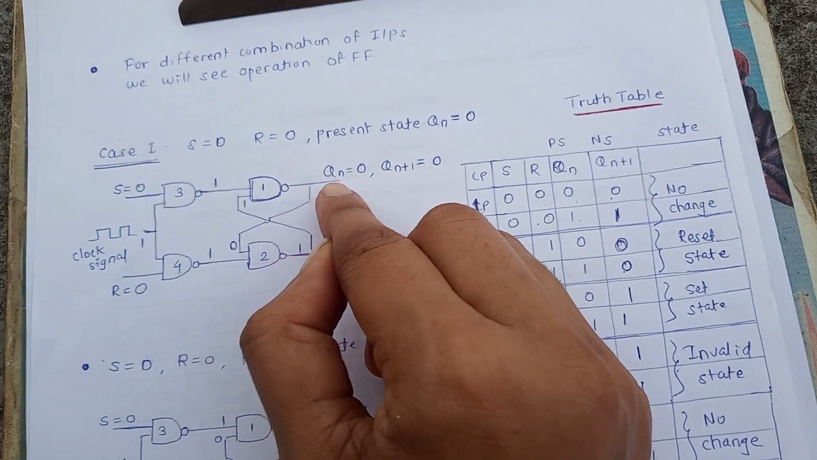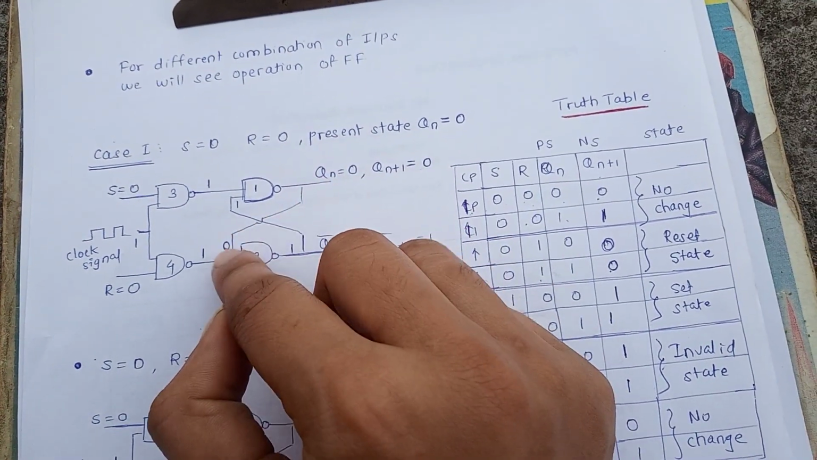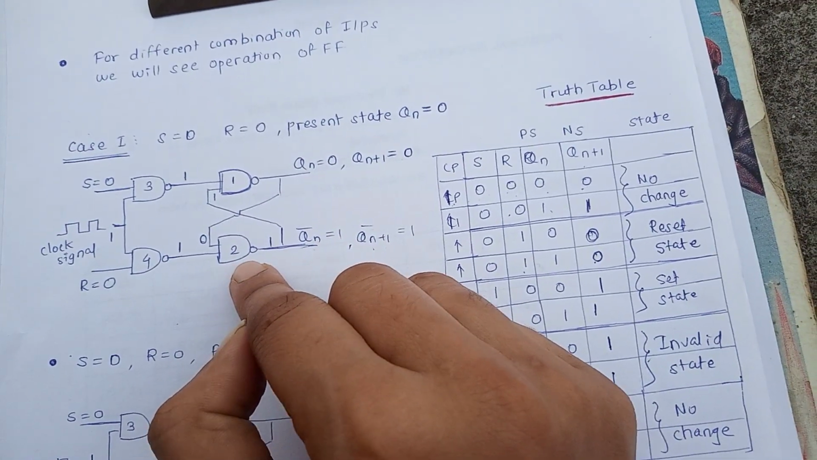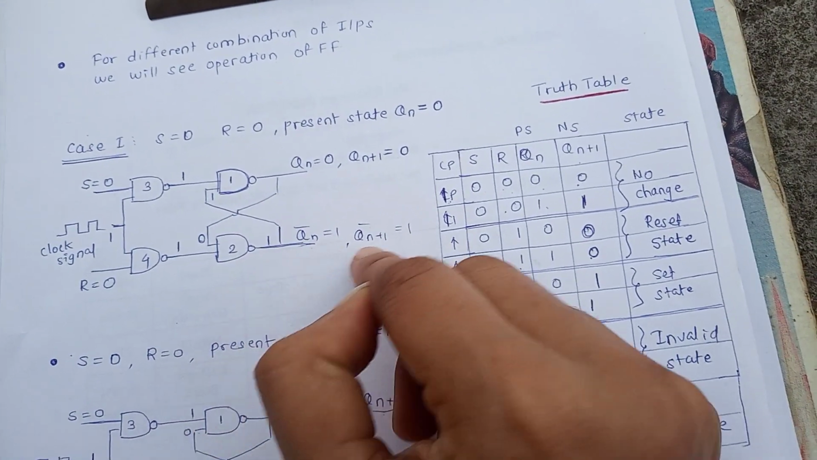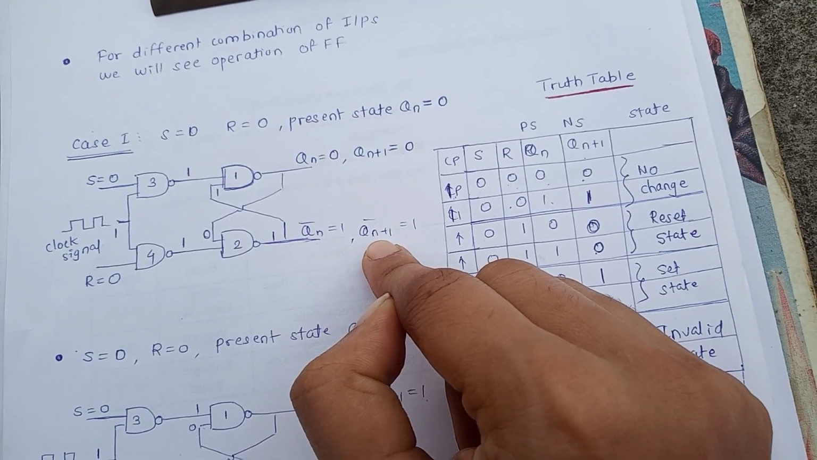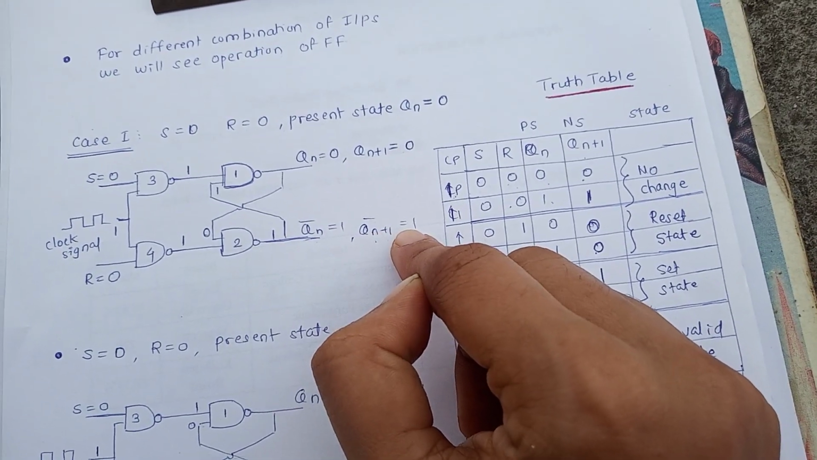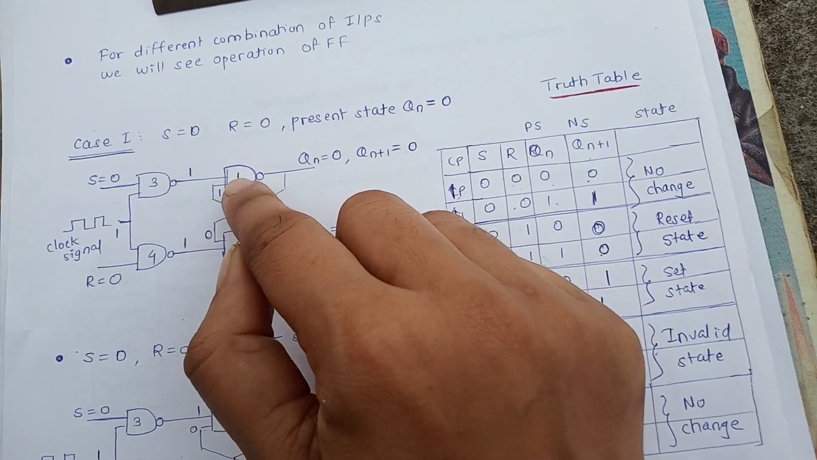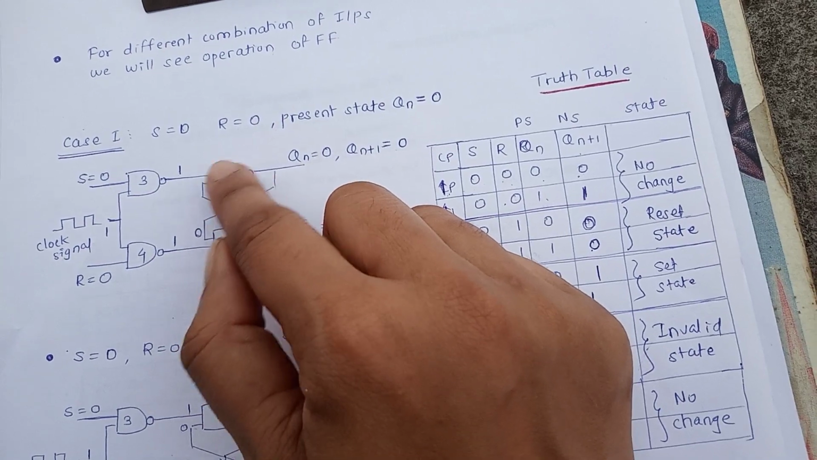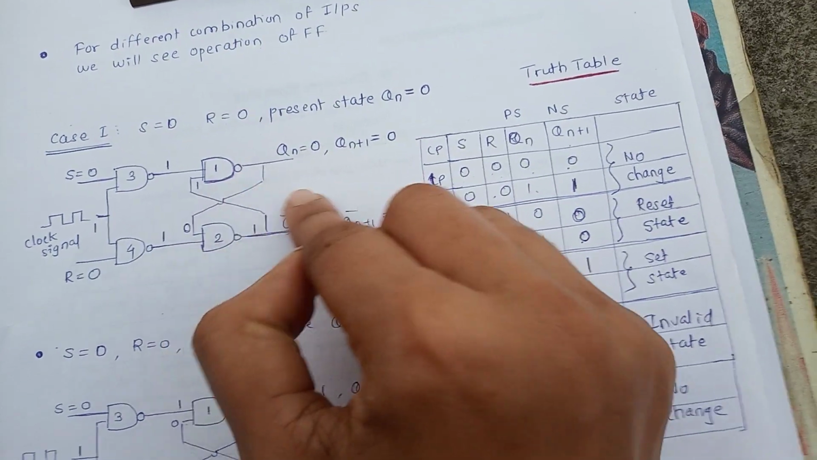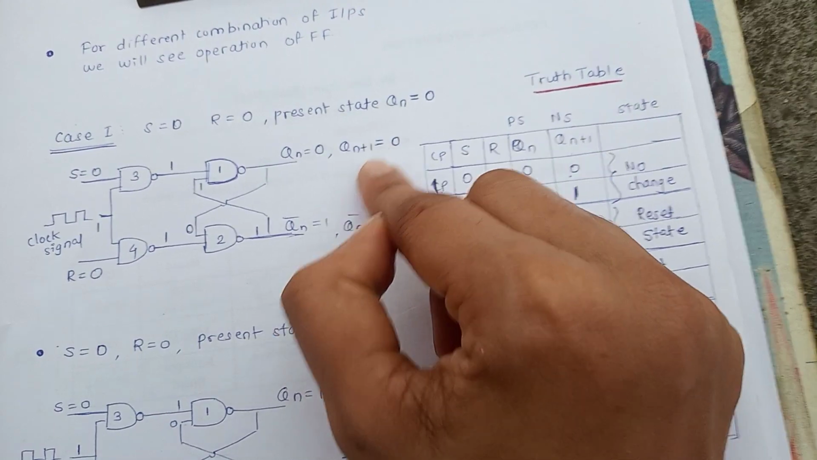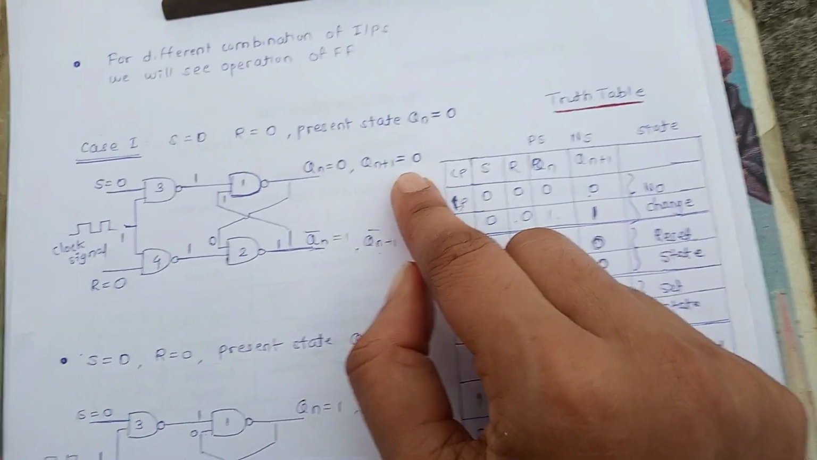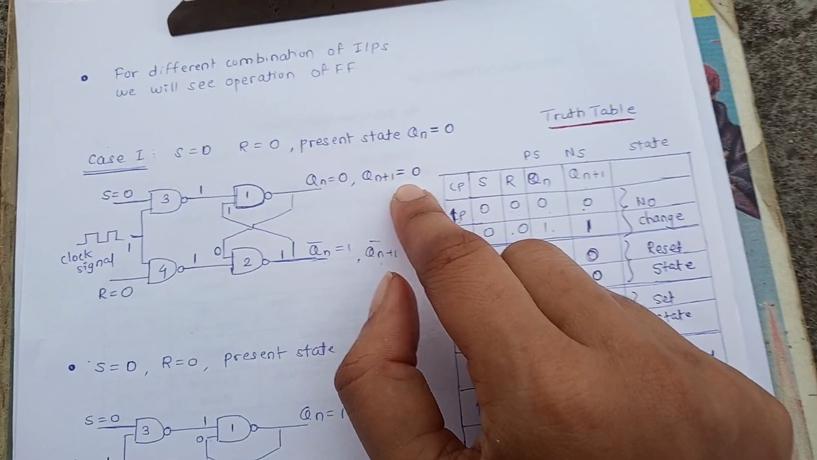Now Qn present state is 0, so 0 is connected here. So 1 and 0 to NAND 2 gives output as a 1, which is nothing but next state, and next state here is Qn plus 1 bar equal to 1. This 1 is given as the input to this first NAND gate. So 1 1 produces output of this NAND gate as a 0, that is next state of this case. So Qn plus 1 becomes 0. Now draw the truth table for different cases.